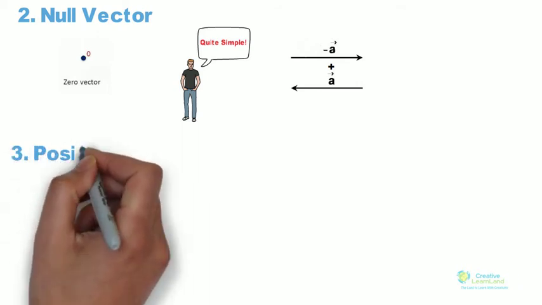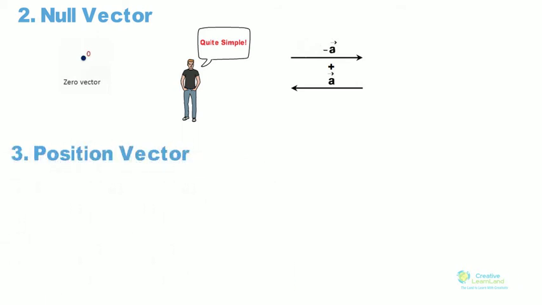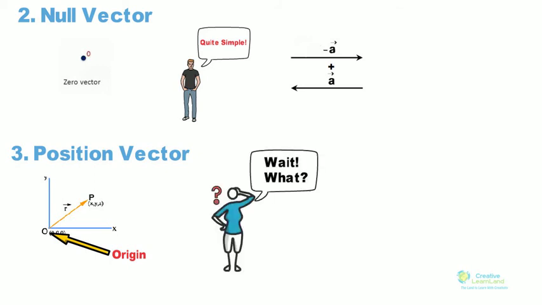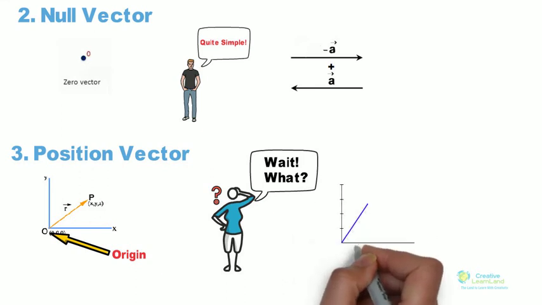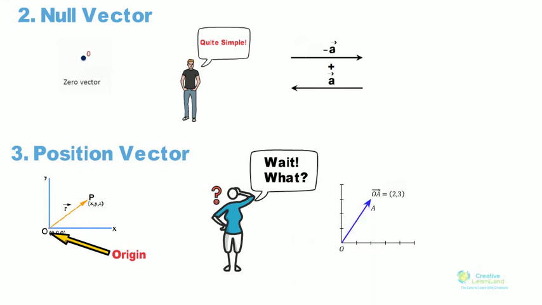Number 3. Position vector. A position vector, as understood by its name, is the vector used to show the position of a vector with respect to the origin, with the arrowhead at the position of the vector in the graph. Didn't understand? In simple words, a position vector just shows the position of any vector from its origin. As illustrated in the diagram below, a position vector is used to show the position of vector A.